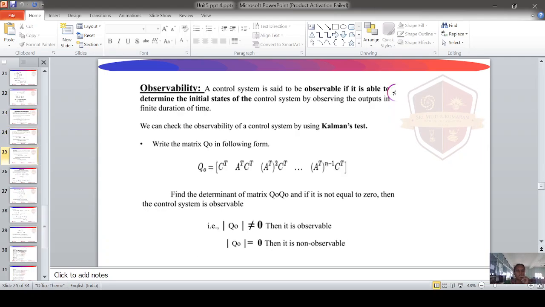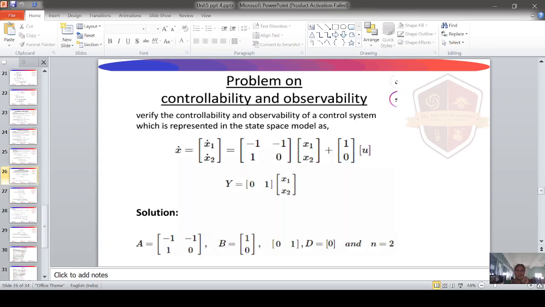In observability, by using the same Kalman's test, Qo is equal to C transpose, A transpose C transpose, A transpose the whole square C transpose. From this formula, we have to find the rank of the observability matrix. If Qo is not equal to 0, then it is observable. If Qo equals 0, then it is not observable.